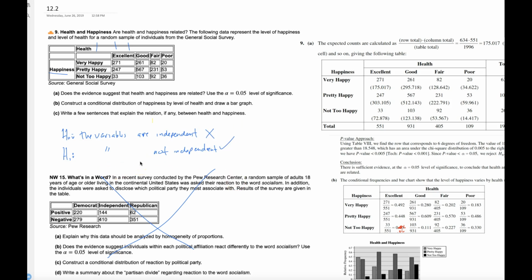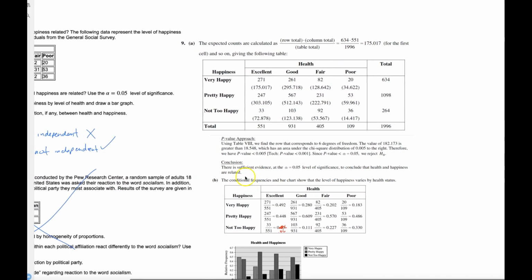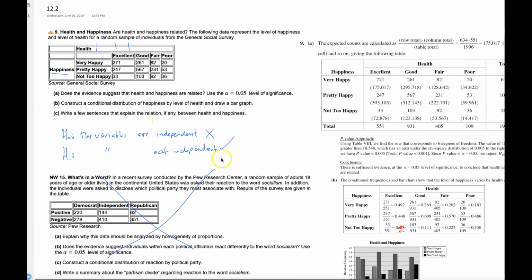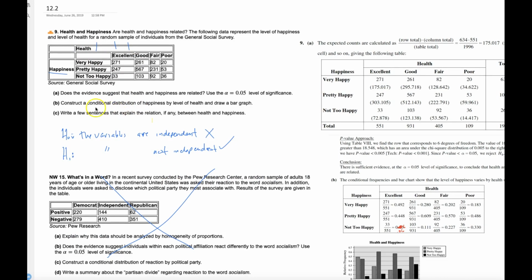That leads us to the conclusion that there's sufficient evidence to conclude that health and happiness are related, because they're not independent. There's a dependency. That's really what we need to do. You can look at B and C, but I'm not too worried about that.